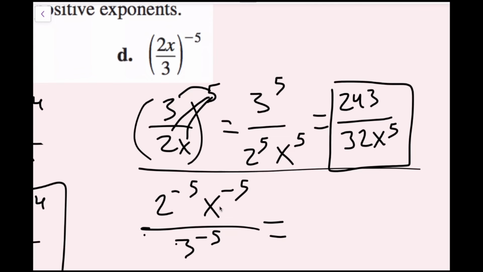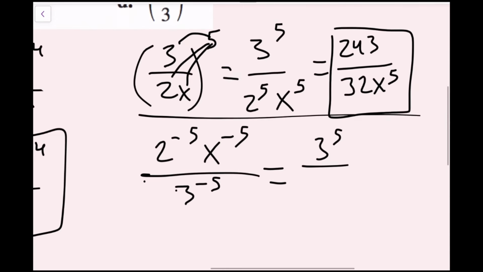But when I switch them, they will turn positive. Then the exponents will turn positive, that is. So this will be 3 to the positive 5 over 2 to the positive 5, x to the positive 5. And we see that we get ourselves into this same situation, okay? So that's why this works in multiple ways.